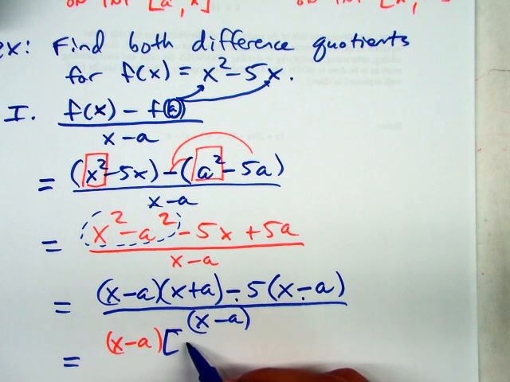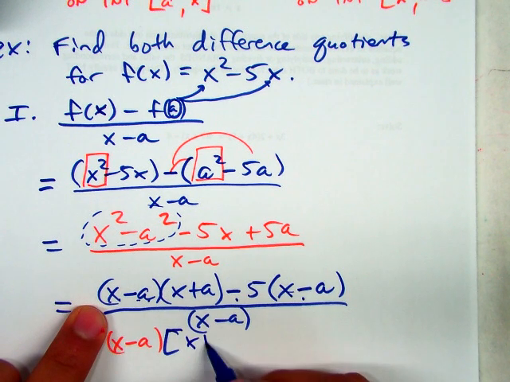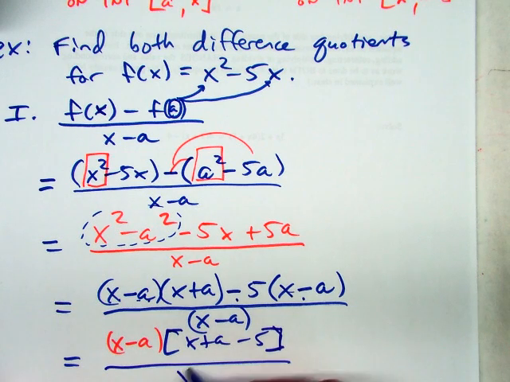If I factor out x minus a from both terms, what's left? x plus a, minus 5, all over the x minus a that we had before.